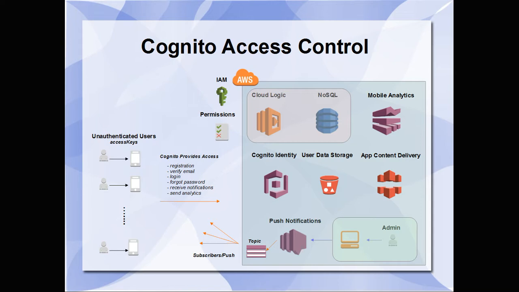Okay, so now let's take a look at the next slide. And just to sum up this slide, anonymous users are registered with Cognito Identity, and Cognito Identity controls what they can access, as well as what the administrator can actually do as far as pushing notifications to them.